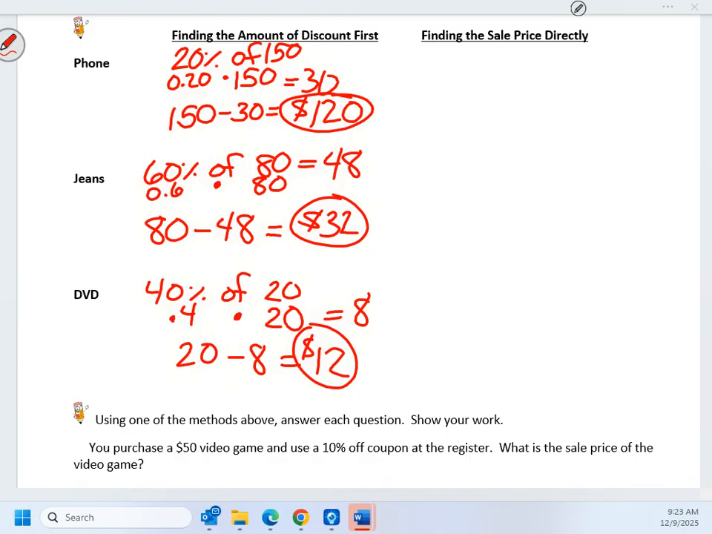Finding the sale price directly, we flip how we do that. We subtract, and then we do our multiplying. So here we multiplied and then subtracted. Our second method, we subtract and then multiply. So there is a little formula that we use. We say the original number, and then in parentheses, we have 100% minus the percent.